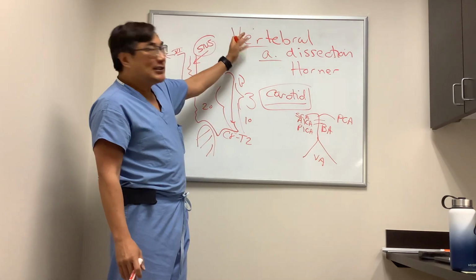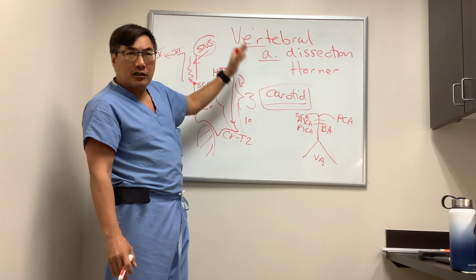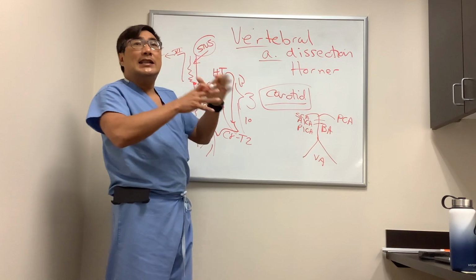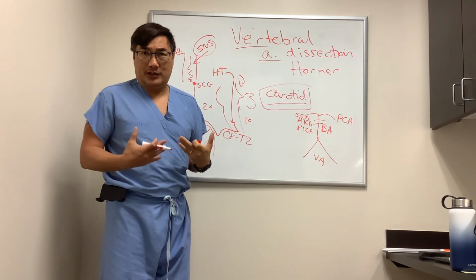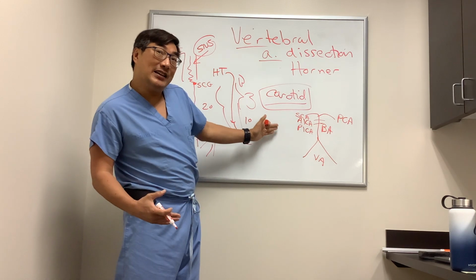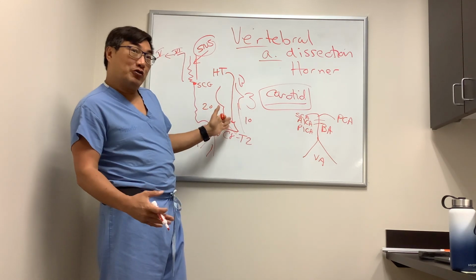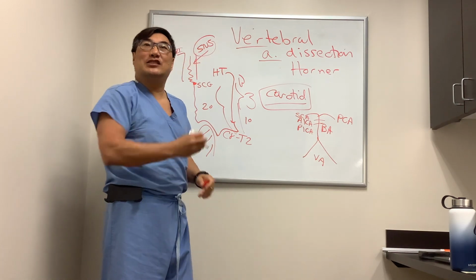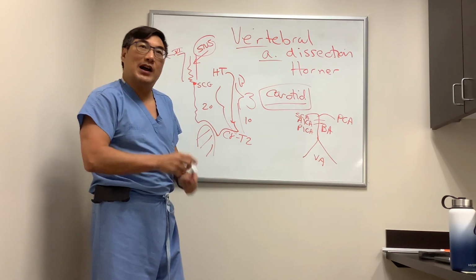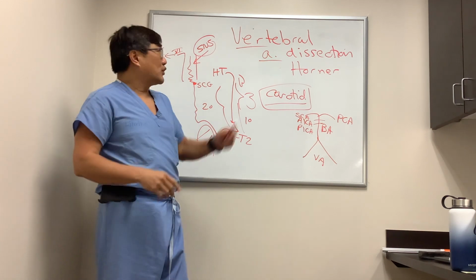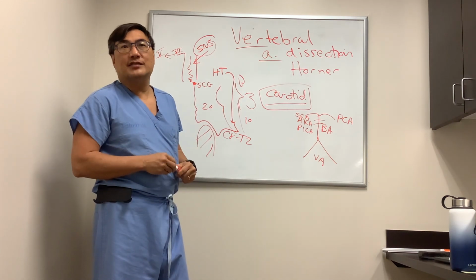So the reason you need to know the vert dissection and the carotid dissection both cause Horner syndrome is because that's how it presents to ophthalmology. But the vert dissection's Horner is from ischemia to the actual first order neuron, and in the carotid dissection, it's from mechanical disruption of the actual sympathetic fiber wrapped around the carotid in your neck. And that's why you need to know both dissections for the Horner syndrome.